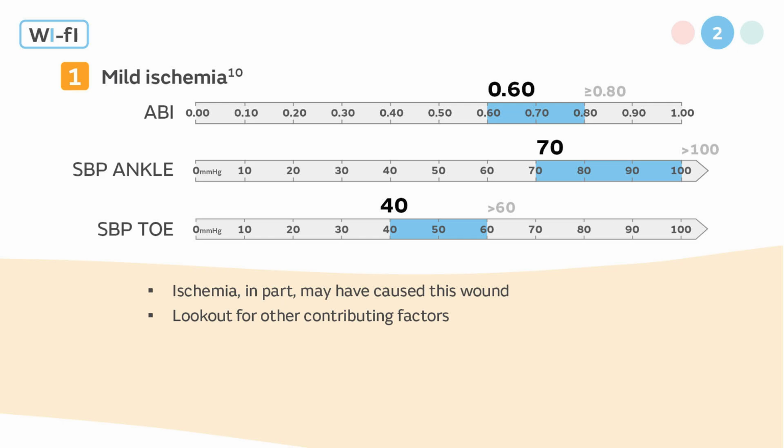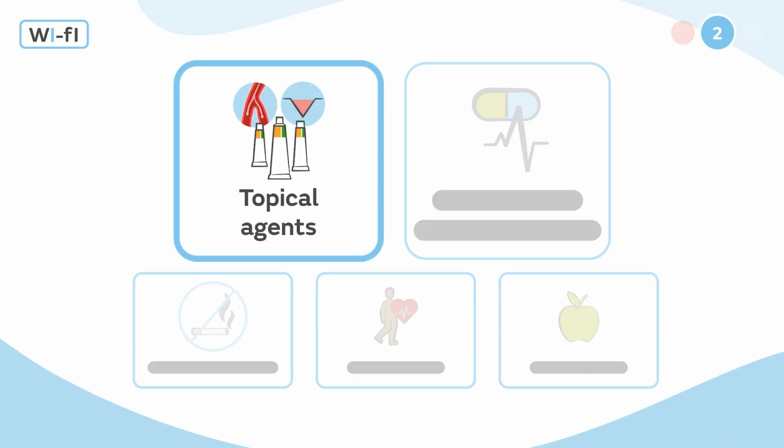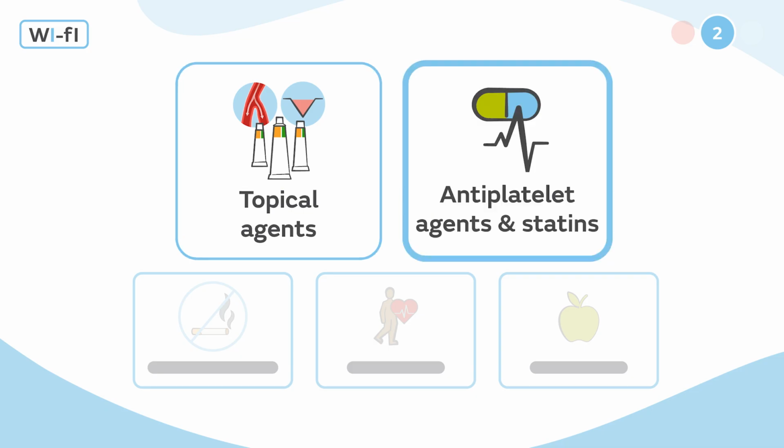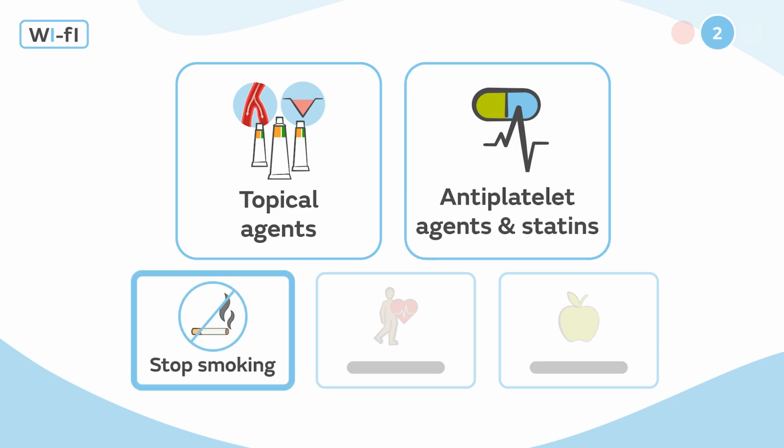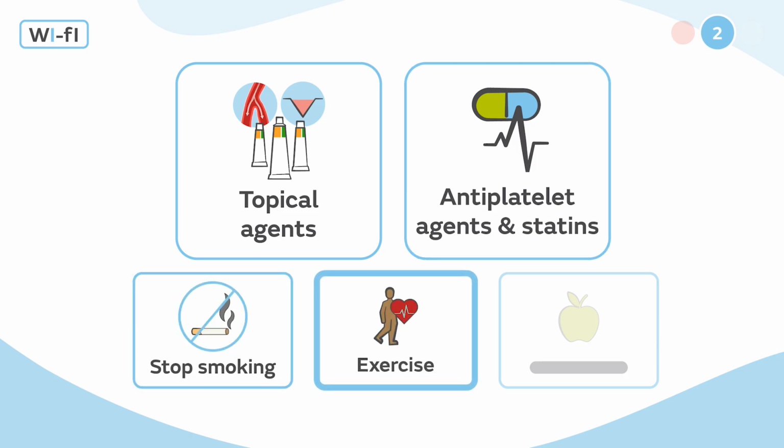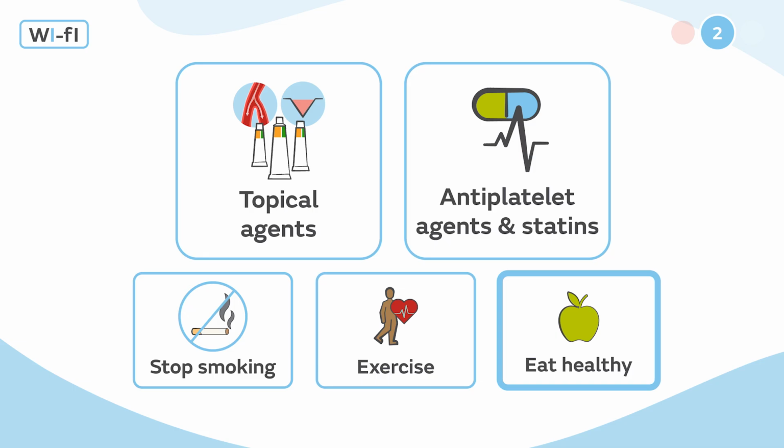This level of ischemia can cause delayed healing. There are a few things you can do to help things along. First, consider using topical agents that promote blood flow and tissue granulation. Second, you can also consider using antiplatelet agents or statins at this point and encourage your patient to stop smoking, get regular exercise, and eat healthy meals.